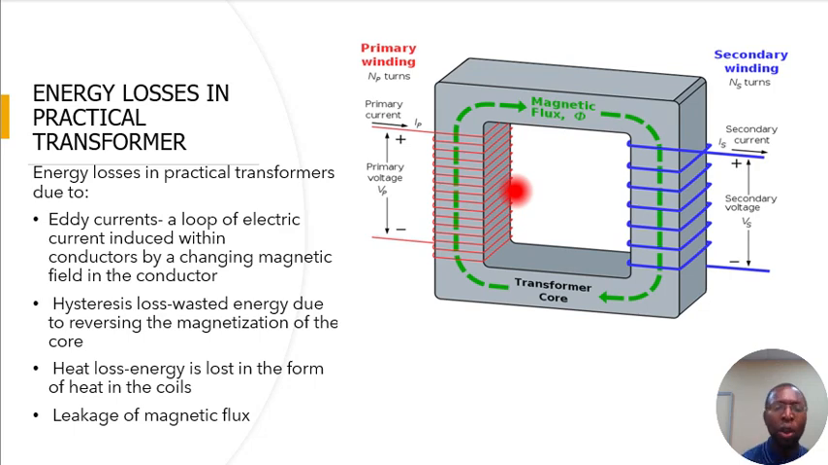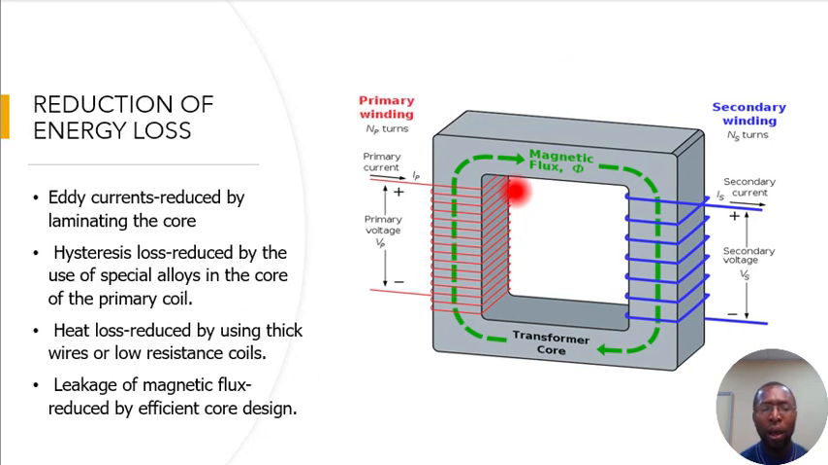Now, how do we reduce this loss of energy in a transformer? For eddy current, it can be reduced by laminating the magnetic core. For hysteresis loss, it can be reduced by the use of special alloy in the core of the primary coil. For heat loss, it can be reduced by using a low resistance coil. And for leakage of magnetic flux, it can be reduced by efficient coil design. When it is efficiently designed, it will not be leaking its magnetic flux.